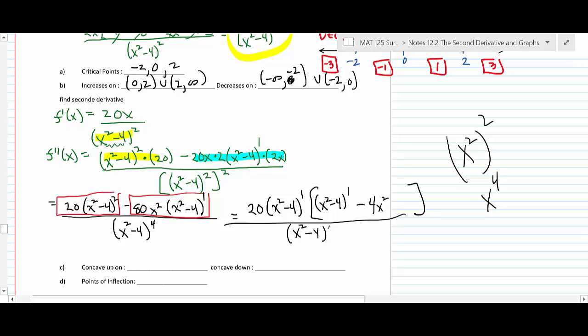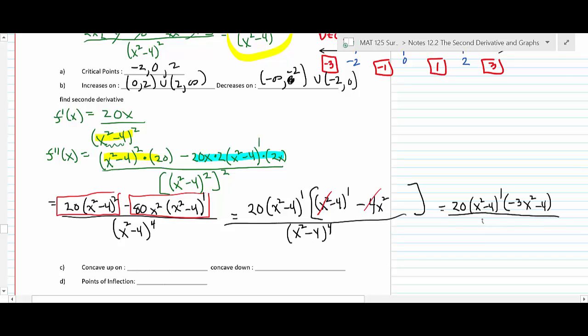Okay, there's a couple of things you can do on the simplification now. This whole thing's to the first, so you don't really need those parentheses, so you can cancel these 2. Those are like terms. So when you put that together, you would have 20 times x squared minus 4 to the first. And then 1 minus 4 would be negative 3, x to the second minus 4, like that. And then I'm in a factored form.